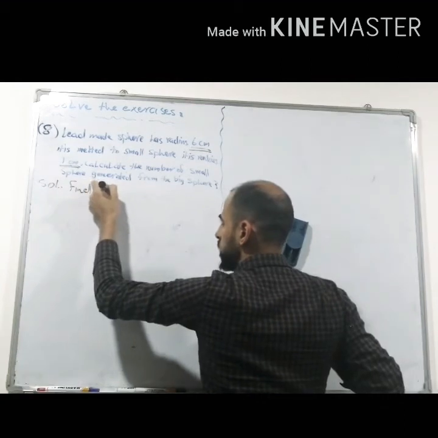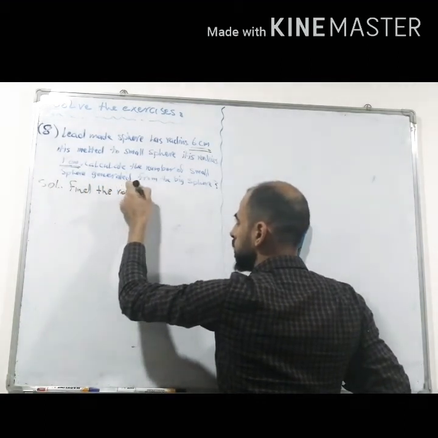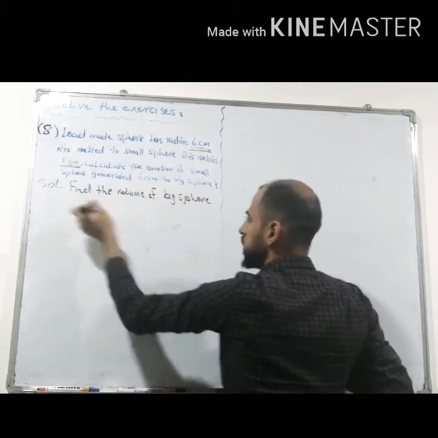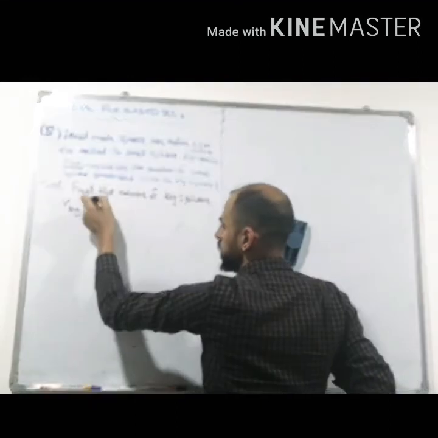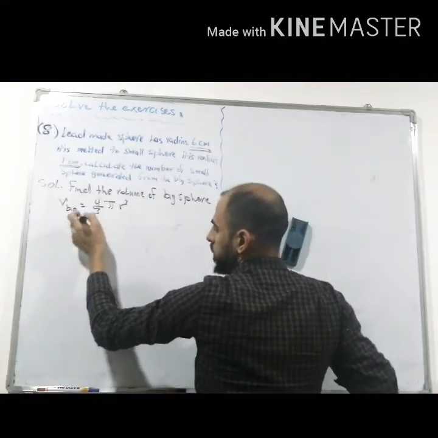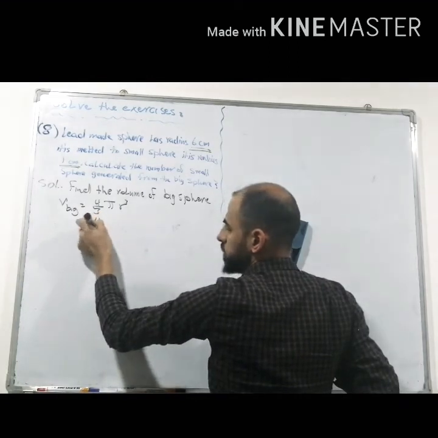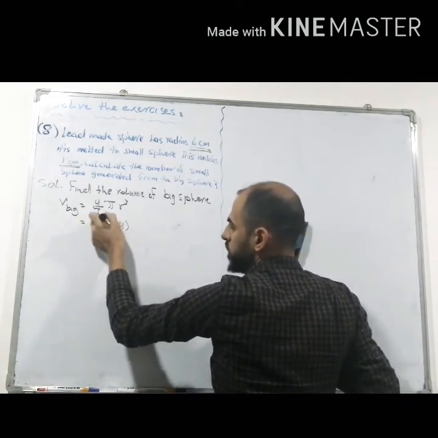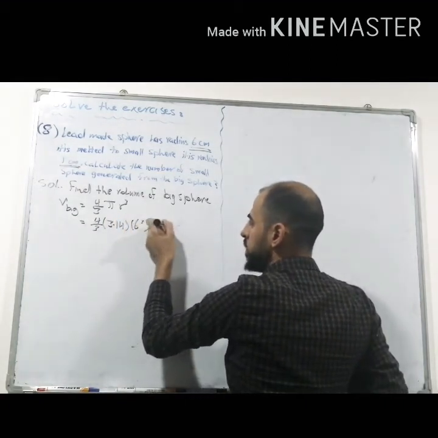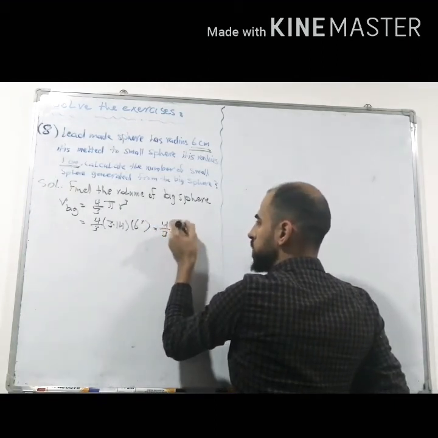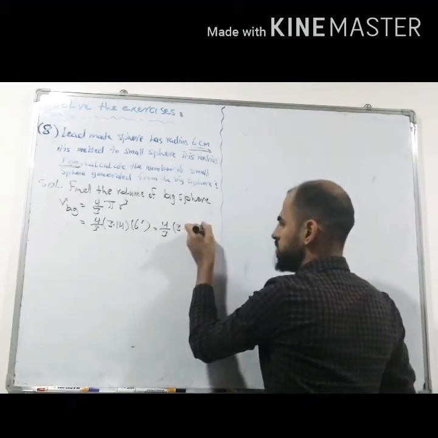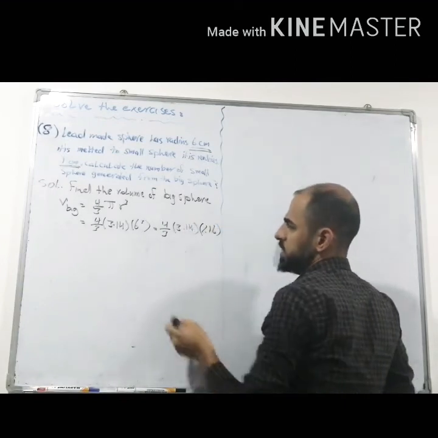So the solution: find the volume of the big sphere, where V of the big sphere equals 4 over 3 pi r to the power 3. Now substituting the value of pi as 3.14 and r to the power 3 is 6 to the power 3. 4 over 3 times 3.14 times 6 to the power 3: 6 by 6 is 36, by 6 is 216.